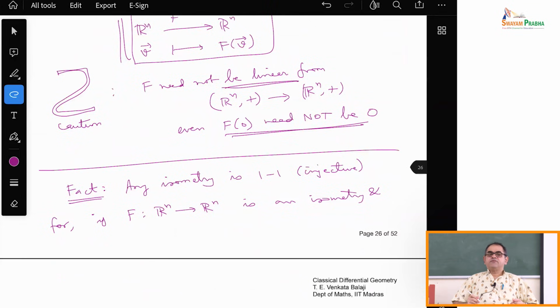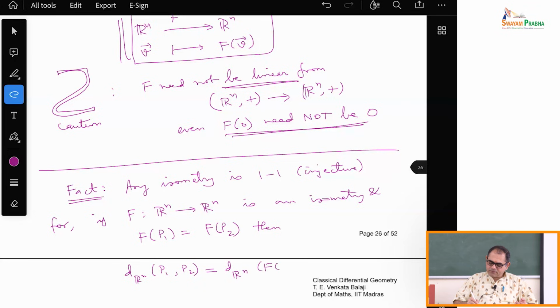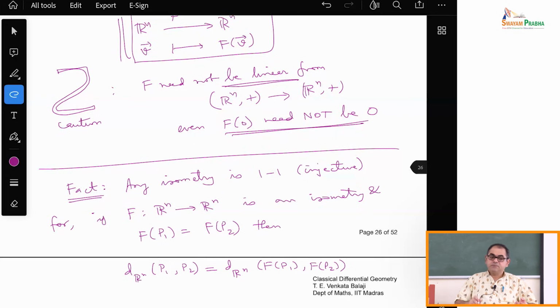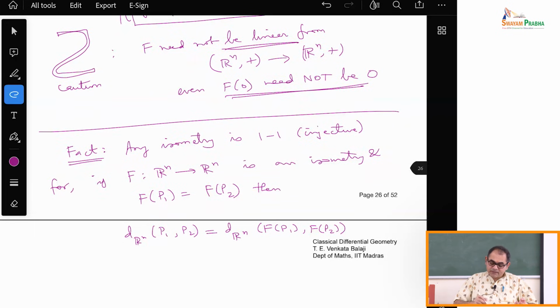How do you verify a map is injective? If the images of two elements are the same, then you have to say those two elements are the same. That's very trivial to verify. Suppose f(p1) is equal to f(p2). Then what happens? The distance in R^n between p1 and p2 is the same as the distance in R^n from f(p1) to f(p2), because this is the isometry property, the distance preserving property. But f(p1) is equal to f(p2), therefore this is 0.